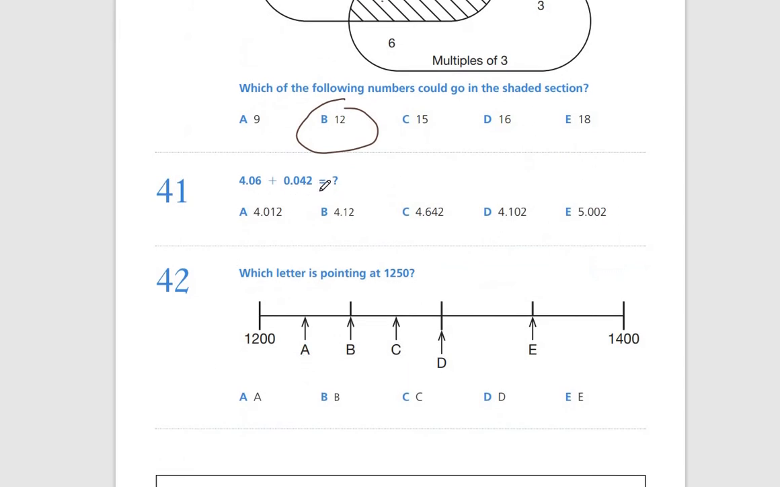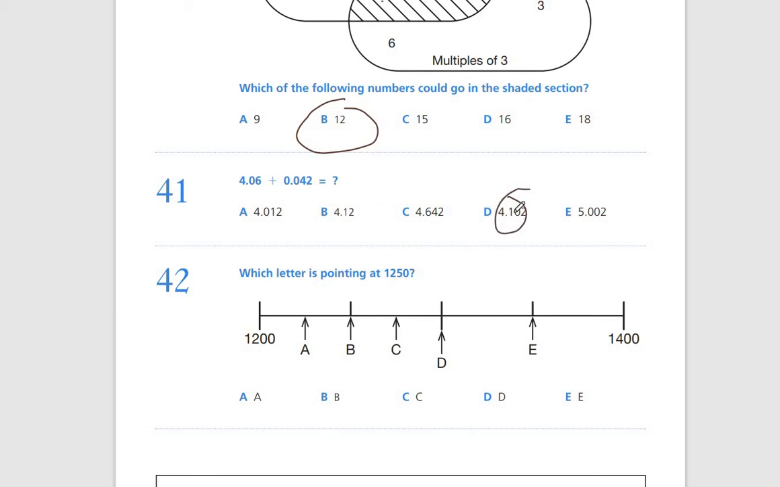41. 6 plus 0.042 equals, well, if we work this out, we can actually get 4.06 plus 0.042. Because there's one more digit in 0.042, there's one more number in a different column. You can write 4.06 as 4.060. So 4.060 plus 0.042 is actually 4.102, which is D. Sorry if I said a different number.